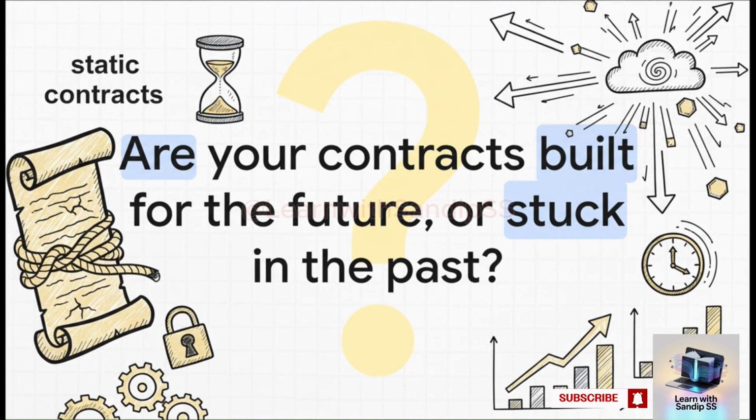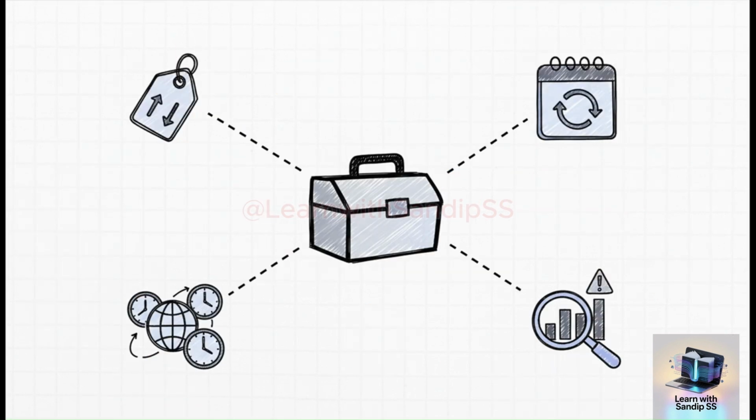And that brings us to a really critical question. I mean, think about it. Are your contracts actually built for the future, or are they kind of stuck in the past? In a world that's always changing, a static contract with fixed prices and old-school manual processes, well, that can become a real liability fast. So the big question is, how do we make our contracts as dynamic as the businesses they're supposed to support?